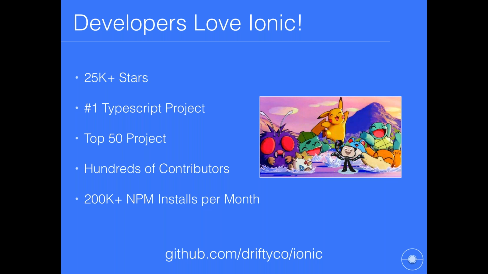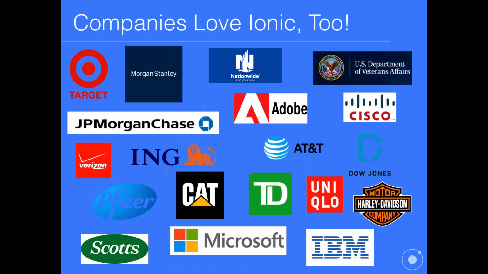So a big reason why we do all this is because what we really love doing at Ionic is building awesome tools for developers. It's very important to us, and we're really gratified that we have a great developer community that really loves Ionic. We're the number one TypeScript project. We have more stars actually on GitHub than even Visual Studio Code, which is the main IDE for TypeScript. We're a top 50 project overall, hundreds of contributors. Like I said, we have a great community, and over 200,000 installs just from NPM each month.